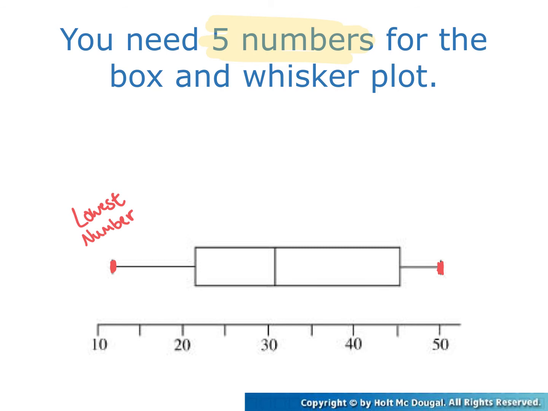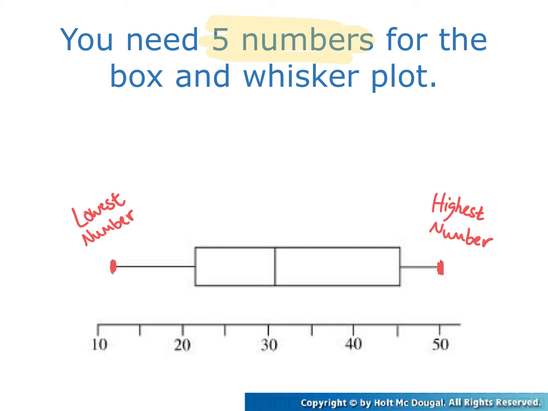So what do you think the right whisker is going to be? The highest number, or the largest number. That is correct. Again, this is just going to be given to you. They're going to give you a list of numbers, much like we did yesterday, and you're going to have to create them and look at them.